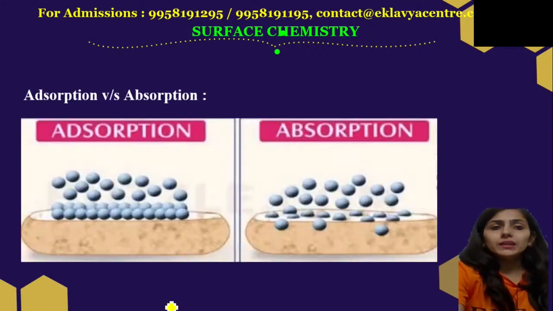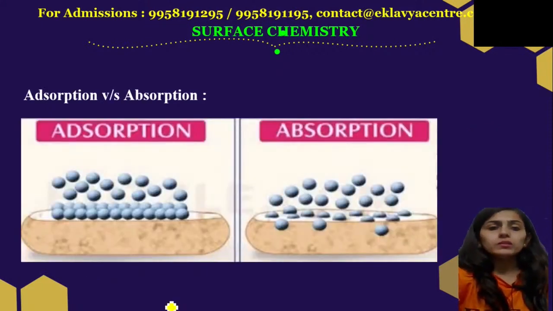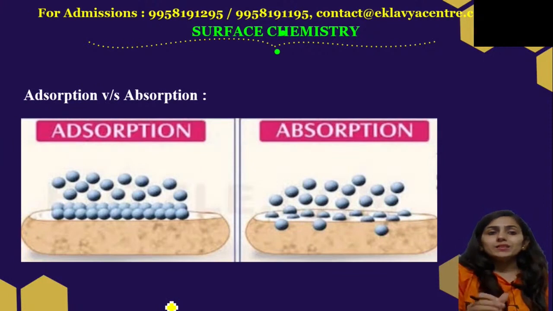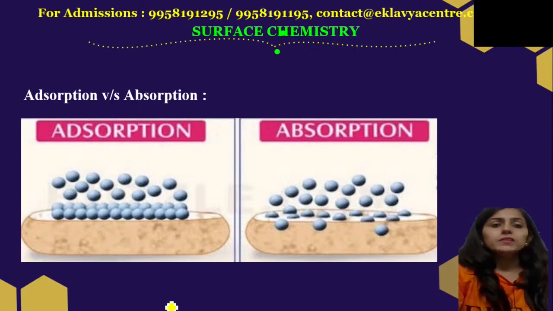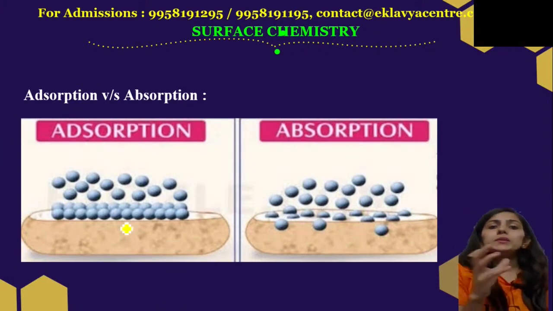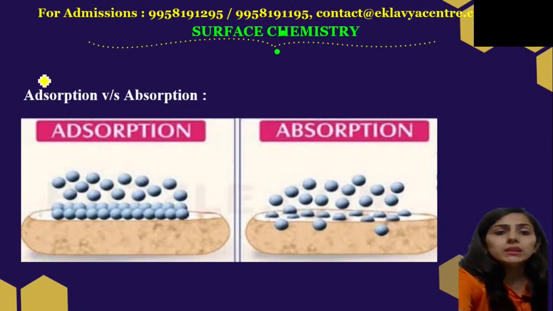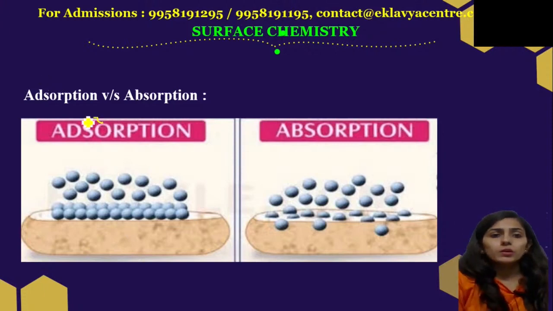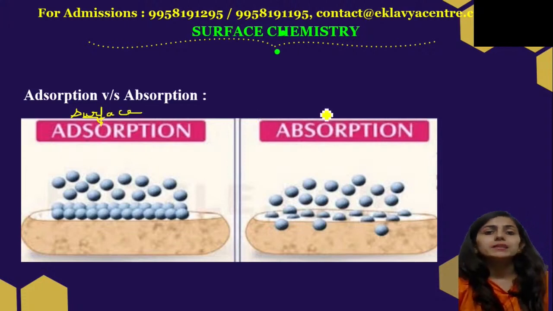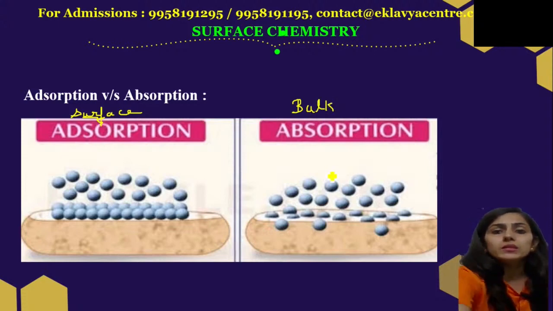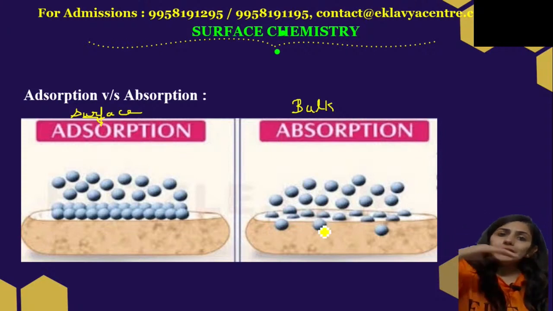Now next we have adsorption versus absorption. Adsorption, as I told you, is a surface phenomenon, where the molecules are accumulated only on the surface. Whereas in the case of absorption, it's a bulk phenomenon, because the particles are present on the surface as well as going inside into the bulk of the solution. Is it clear?